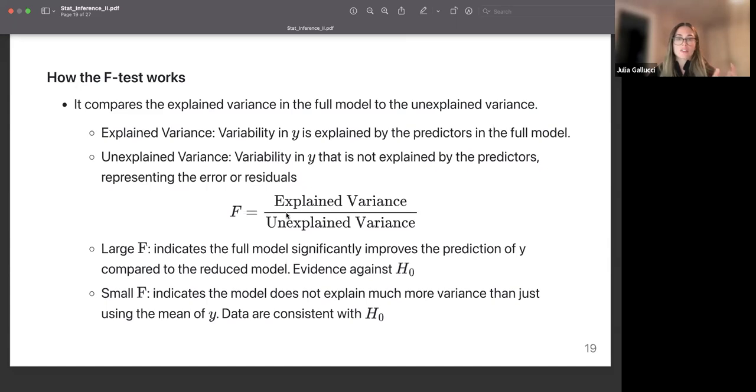However, if the F statistic is small, this would indicate that the full model does not explain much more variance than the reduced model. And this would suggest that the predictors have little effect and that predicting just the mean value of price would perform just as well. In other words, the data are consistent with the null hypothesis, meaning that the predictors do not improve the model significantly.